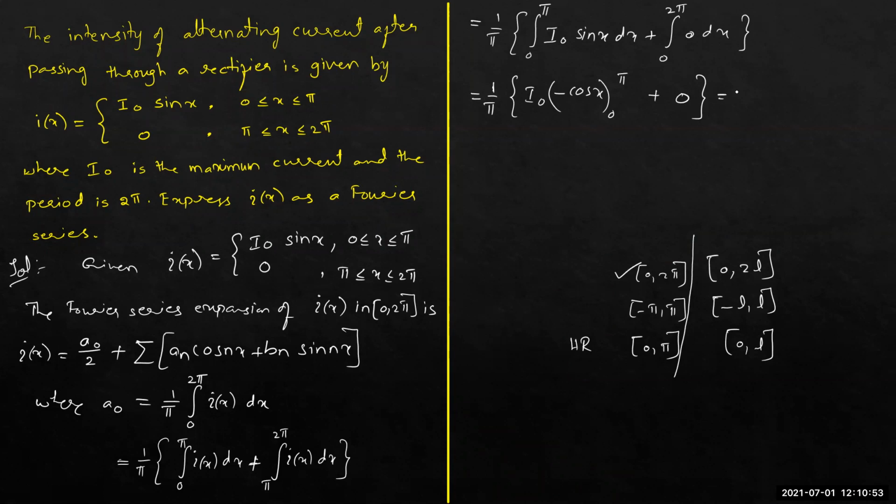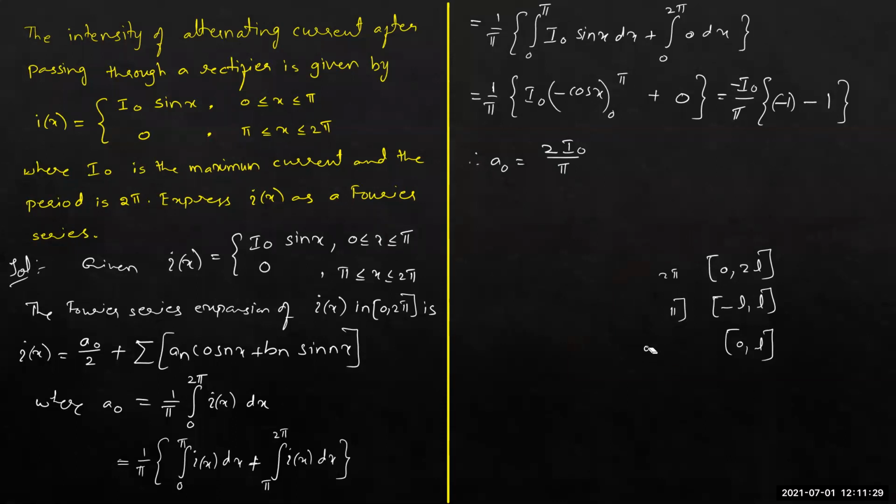Then it is equal to, if you bring I naught out of that, now it is I naught by pi into, you can also bring the minus outside. So minus I naught by pi into, when you substitute the upper limit, cos pi, the value of cos pi is minus 1, minus, when you take the lower limit, it becomes cos 0, and cos 0 is 1. Then when you add these two, minus 1 minus 1 is minus 2. Minus 2 into, there is a minus outside. Therefore, we'll get A naught is equal to 2 I naught by pi. Right? That is what you call A naught.